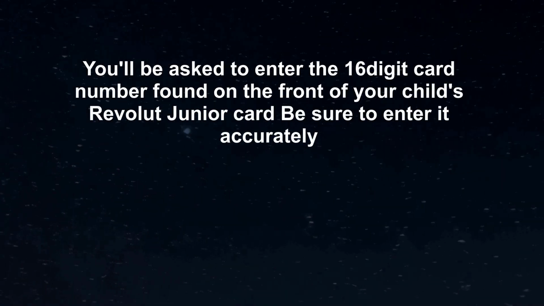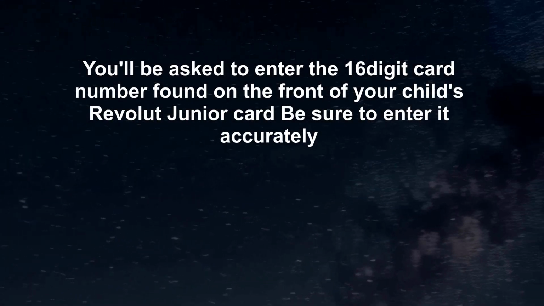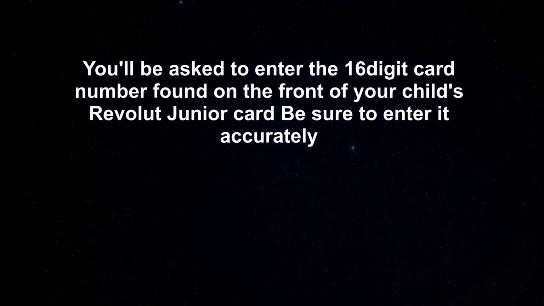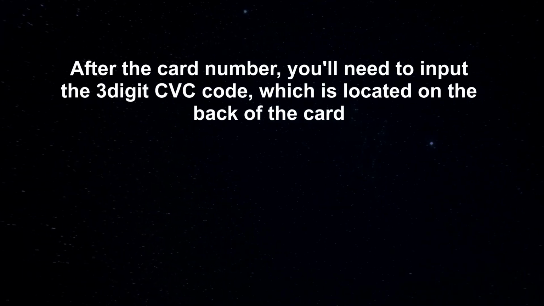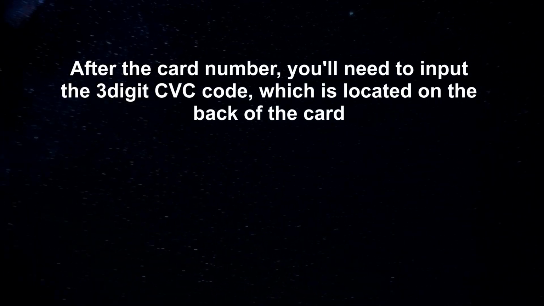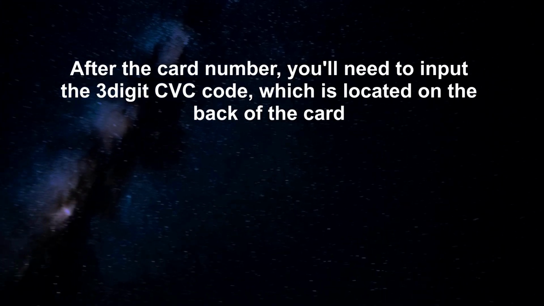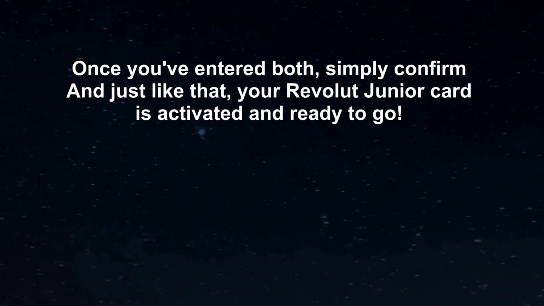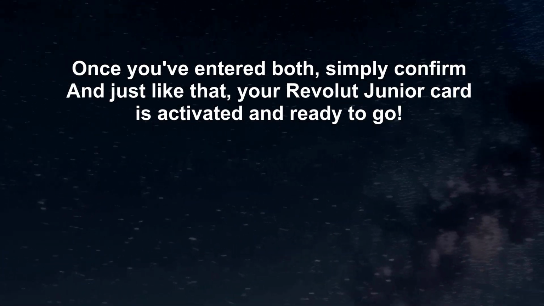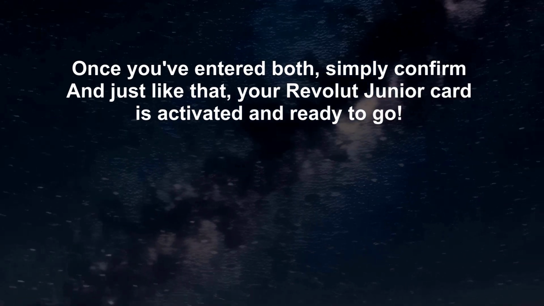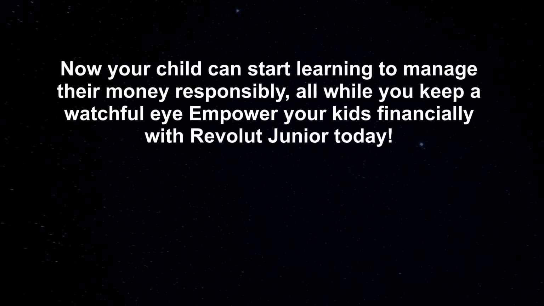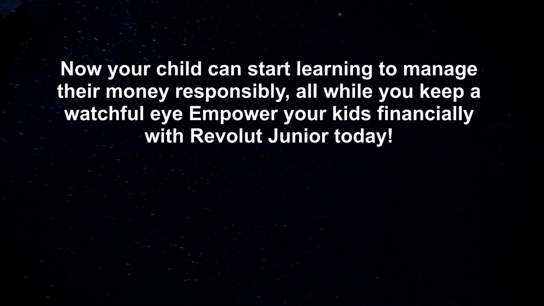You'll be asked to enter the 16-digit card number found on the front of your child's Revolut Junior card. Be sure to enter it accurately. After the card number, you'll need to input the 3-digit CVC code, which is located on the back of the card. Once you've entered both, simply confirm, and just like that, your Revolut Junior card is activated and ready to go. Now your child can start learning to manage their money responsibly, all while you keep a watchful eye.